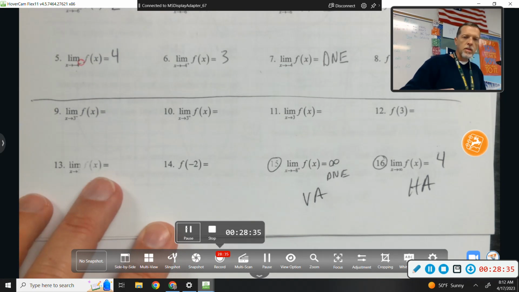All right, today's assignment's worksheet 1. Kind of long notes.